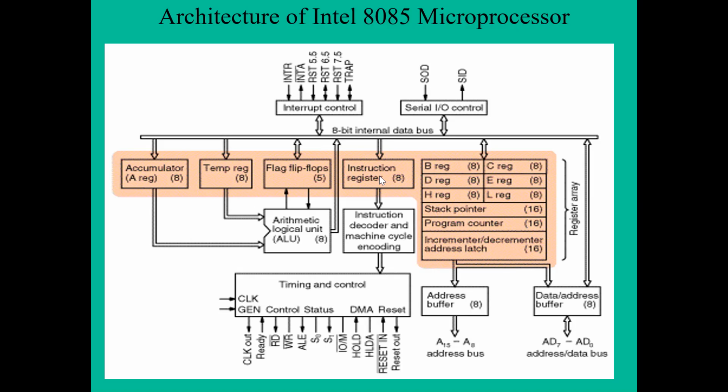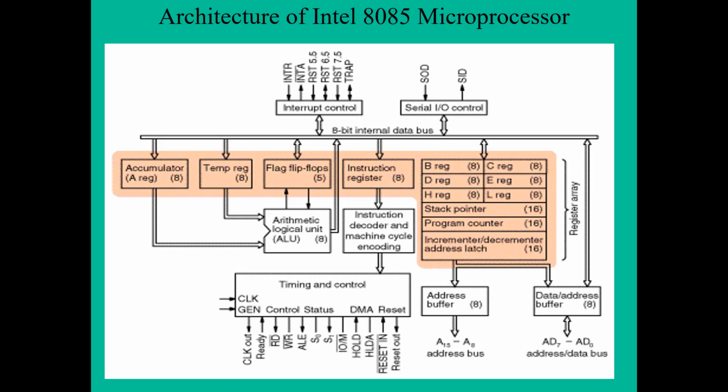Before the actual execution, the instructions are temporarily stored over here, and the content of the register is decoded by the decoder circuitry, where the nature of the operation to be performed is decided, that is interpreted. Okay, which type of operation is to be performed.